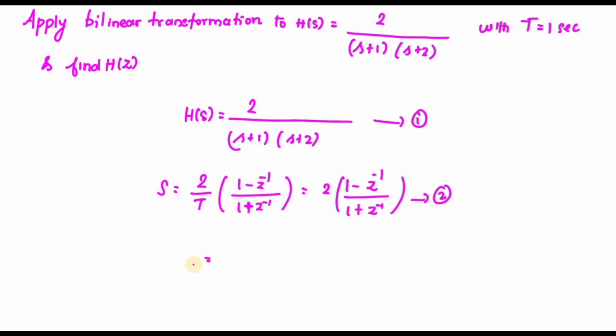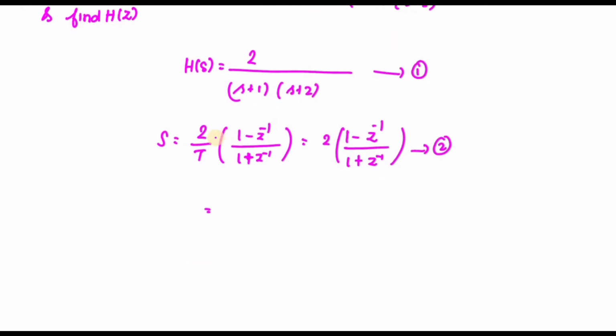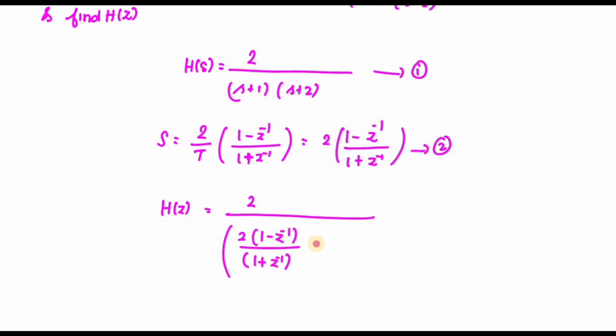Okay. So the H(z) is equal to 2 divided by, instead of s, you have to substitute 2 into (1 minus z power minus 1) divided by (1 plus z power minus 1), plus 1, into 2 into (1 minus z power minus 1) divided by (1 plus z power minus 1), plus 2, right?